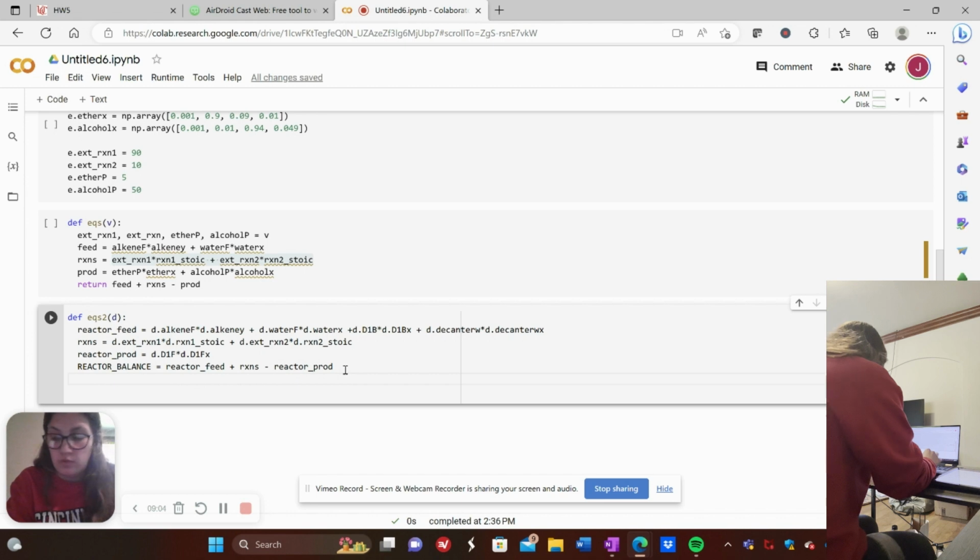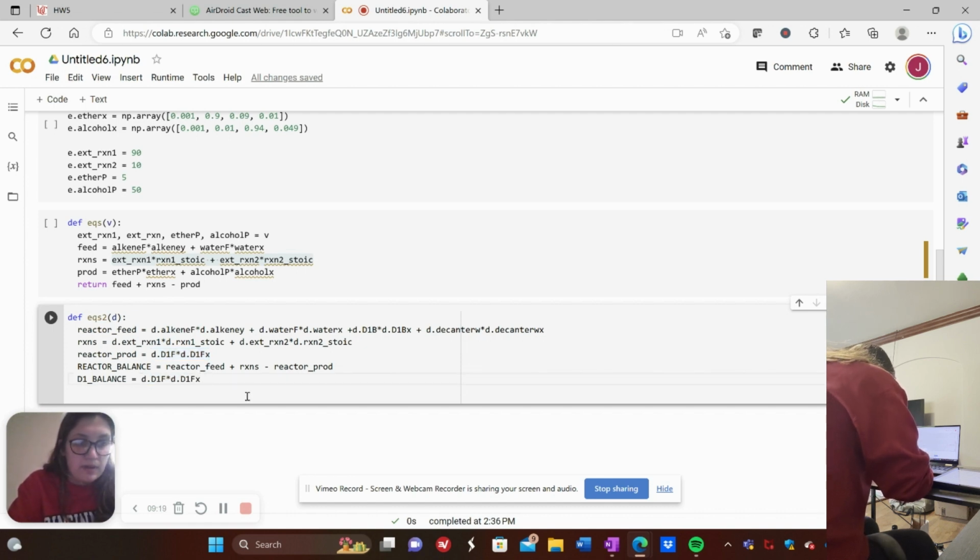And then now we can move on to our E1 balance. For that, we have our input being the same as the output for the reactor. And then our outputs are D1B, so we can just steal that. And then it is also D1D times D1Y.